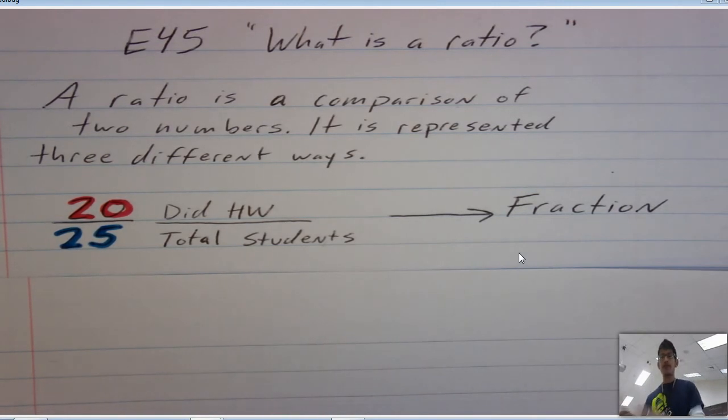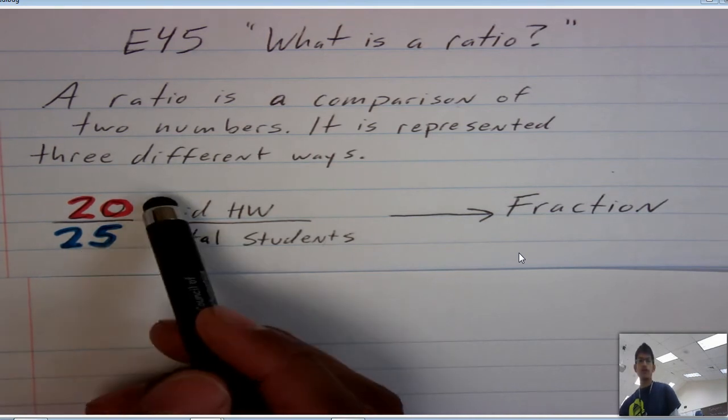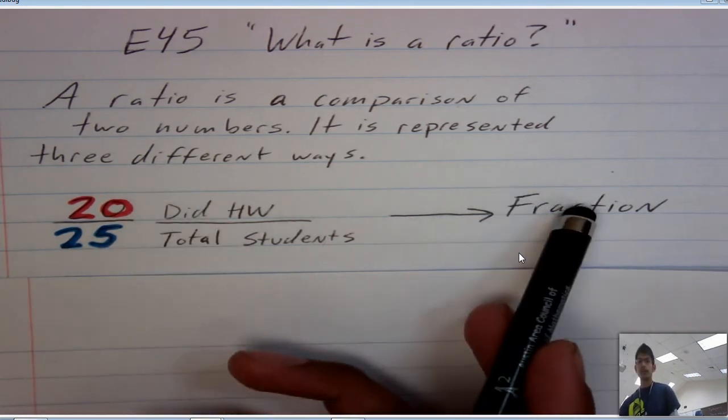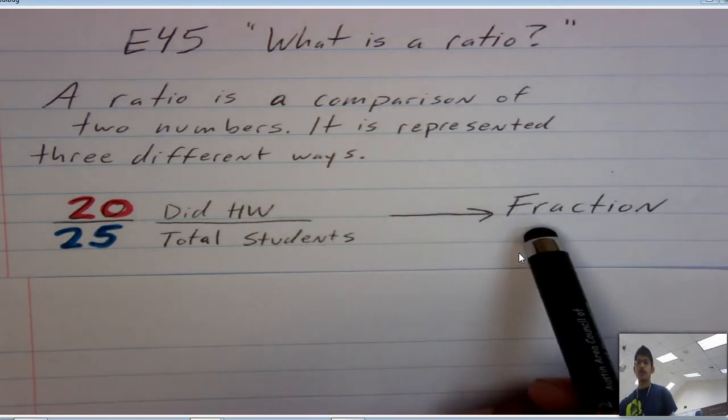That means every fraction is a ratio. So we've been doing ratios for a really long time already. So in this example, I'm going to say that there are 25 students and 20 of them did the homework. So that's a fraction and that is a ratio. So a ratio is another way to write a fraction.